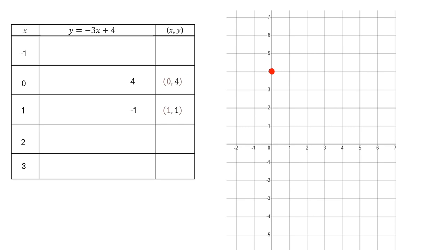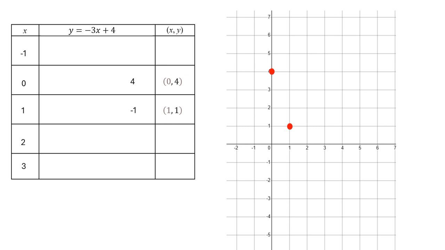I have made a mistake here. I've put -1 here. That should actually be a 1. If we take the value of 1 for x, -3 times 1 gives us -3, plus 4 gives us an answer of 1, positive 1. This should read as positive 1. Okay. Here we've got the right values.